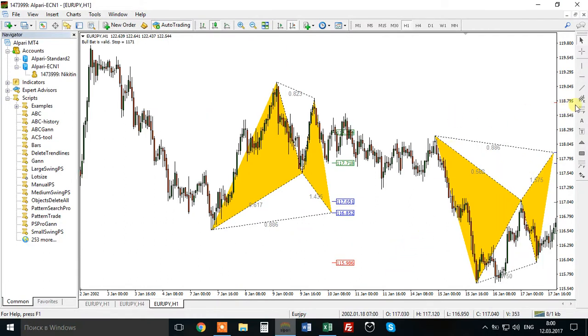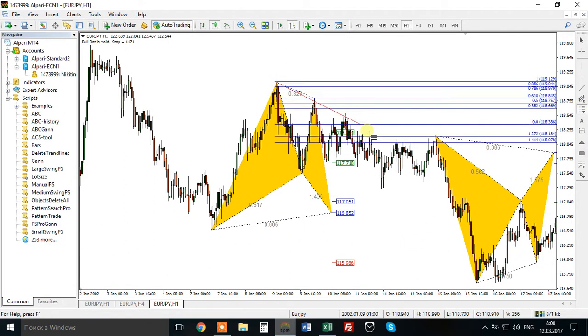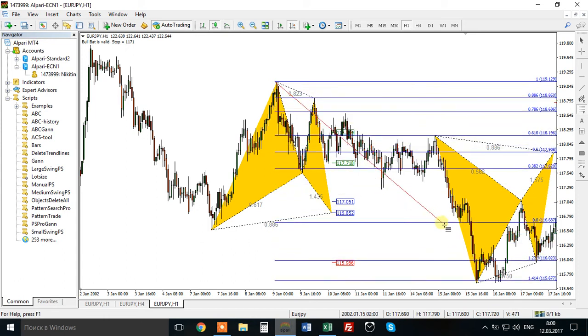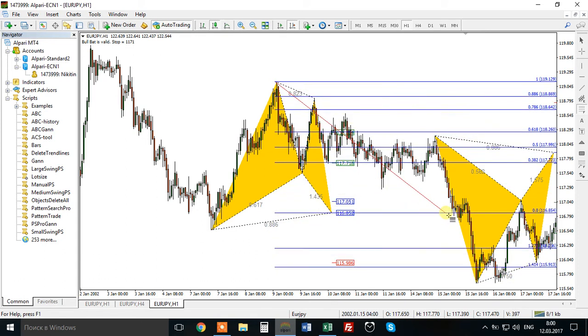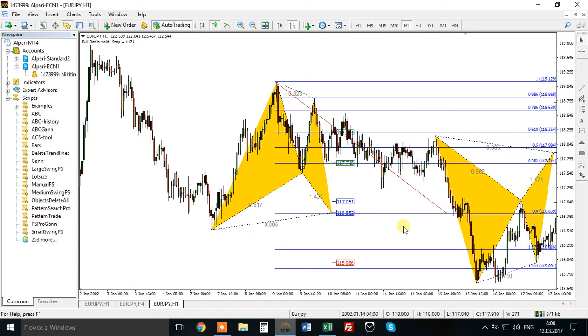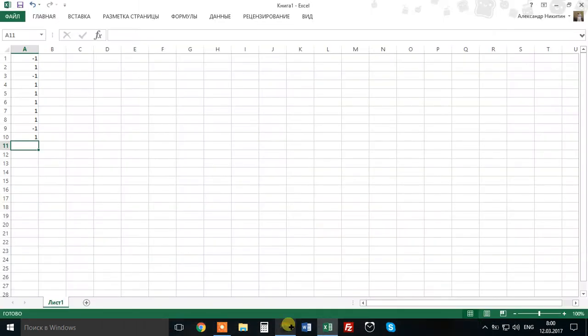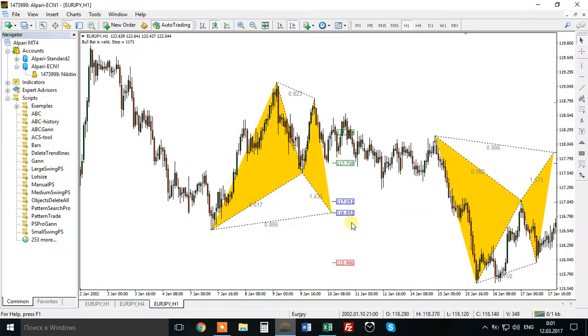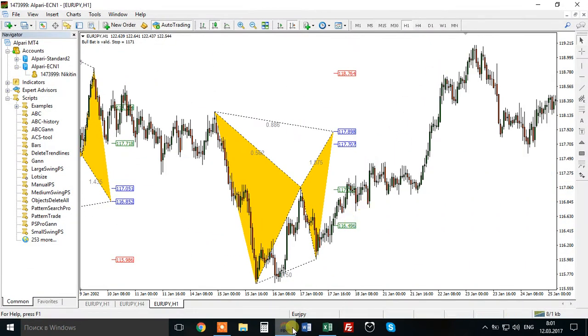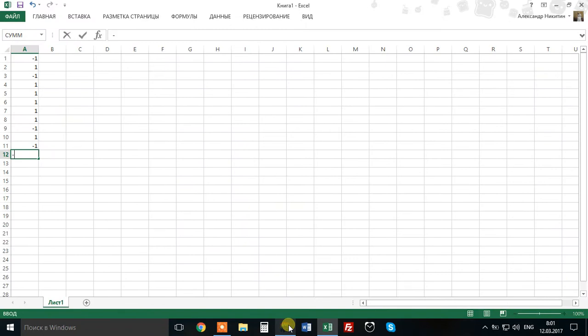A loser. I suppose it is a loser. C point was not violated. Entry point was here, and then it came to stop loss. A loser. -1. One more loser. -1.